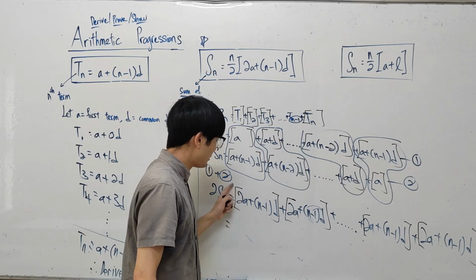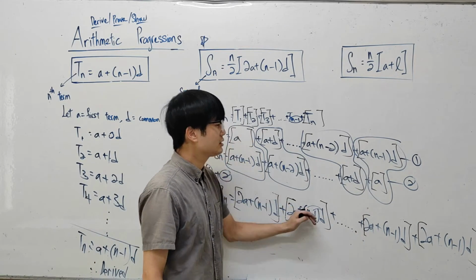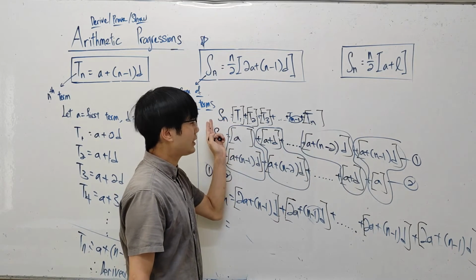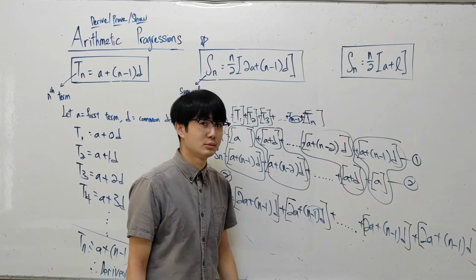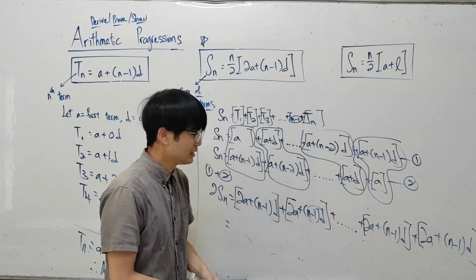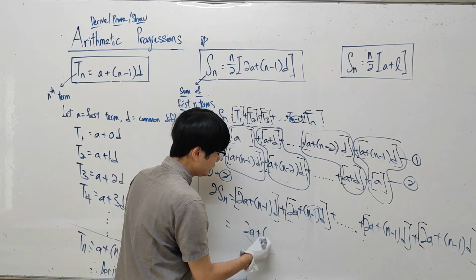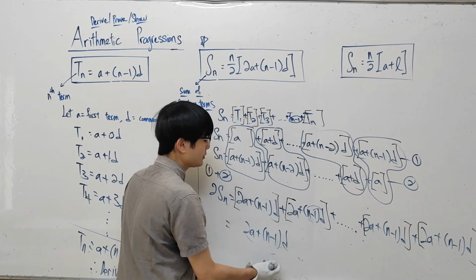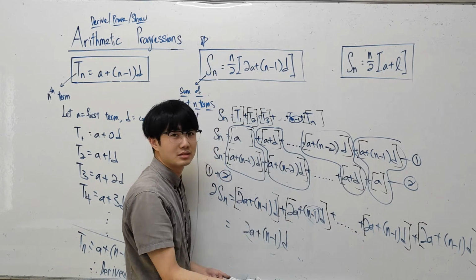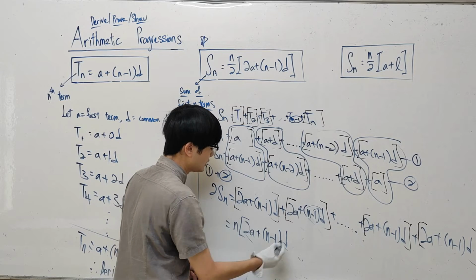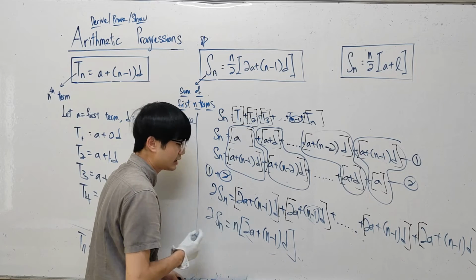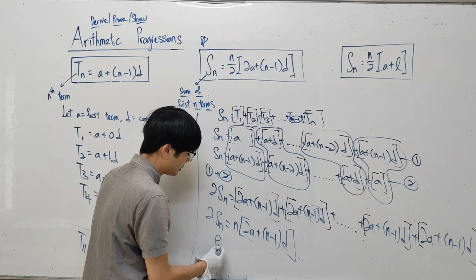Because the number of brackets depends on the n value, okay? Because when you find Sn, it means there will be n terms, okay? So how many terms do you have here? It will be n. So the 2a plus n minus 1d keeps on repeating, and it repeats how many times? N times. So I will just write n times with this, okay? And the other side here is still 2Sn, okay?